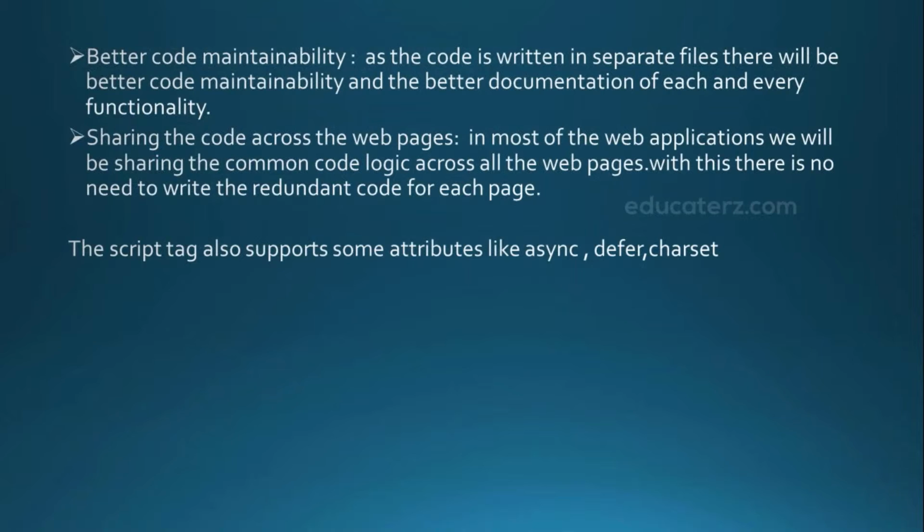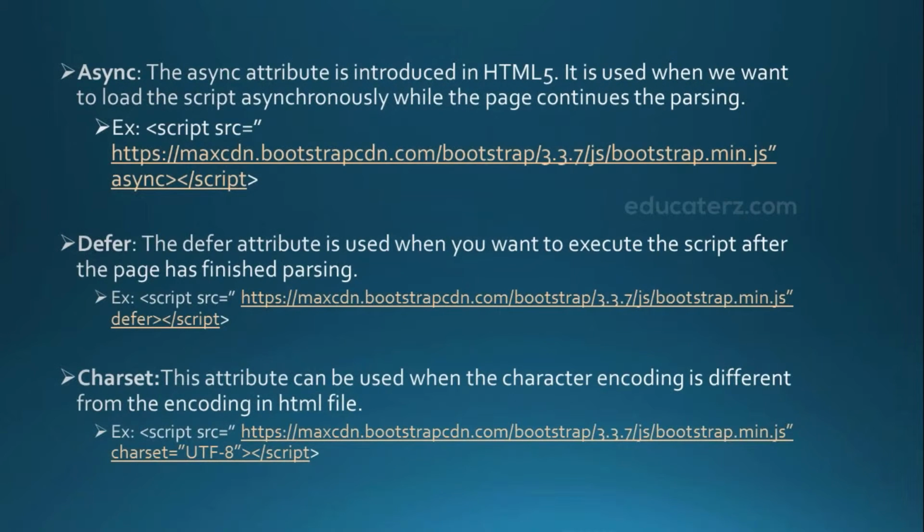So apart from these three styles, we also have three attributes which the script tag supports: async, defer, and charset. Async. The async attribute is introduced in HTML5, so browsers which do not support HTML5 may not work. The main intent of async is that the script will be loaded asynchronously while the browser continues parsing the HTML. So the browser has no need to wait for the script to load. It can load it asynchronously while the browser is parsing the HTML page.